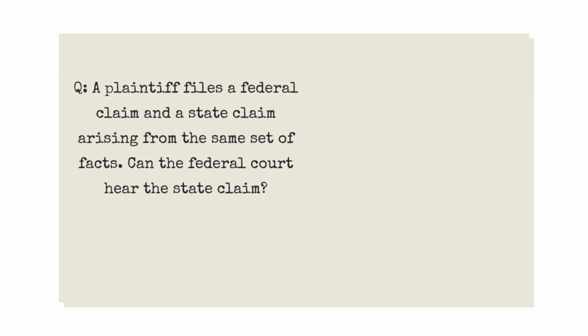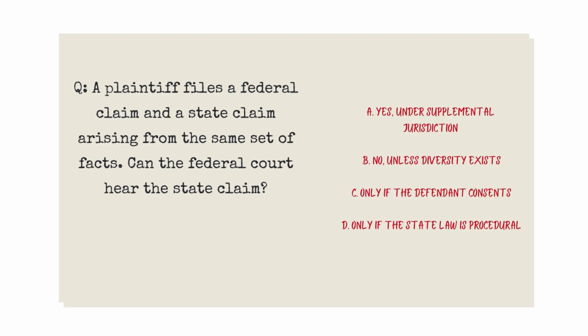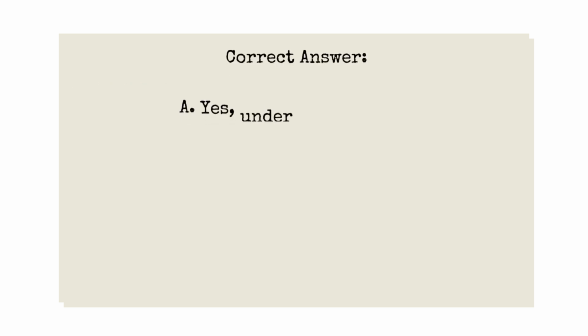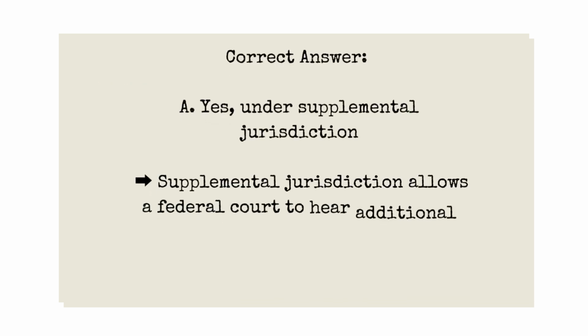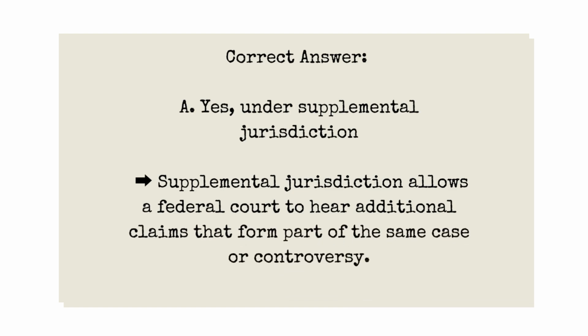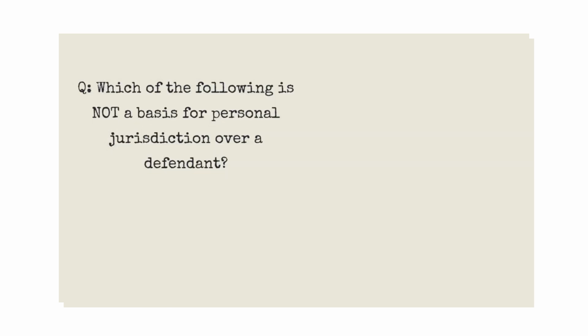A plaintiff files a federal claim and a state claim arising from the same set of facts. Can the federal court hear the state claim? A. Yes, under supplemental jurisdiction. B. No, unless diversity exists. C. Only if the defendant consents. D. Only if the state law is procedural. A. Yes, under supplemental jurisdiction. Supplemental jurisdiction allows a federal court to hear additional claims that form part of the same case or controversy.